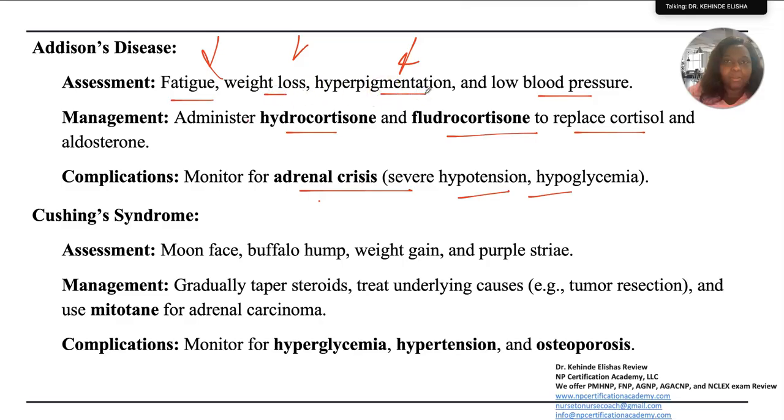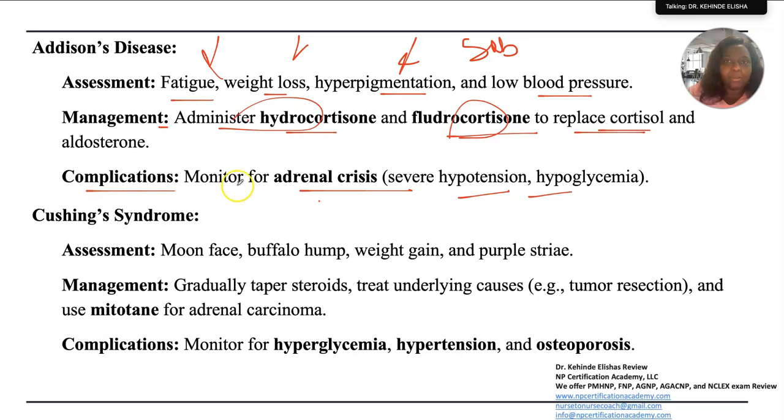Do they have hyperpigmentation? Now, when you know what to assess for, you actually know what questions to ask because you don't see everything, right? So, for example, fatigue is definitely subjective data. You're trying to collect two types of data here, right? Objective and subjective data. So now management, you have to administer hydrocortisone, fludrocortisone to replace cortisol and, of course, aldosterone.